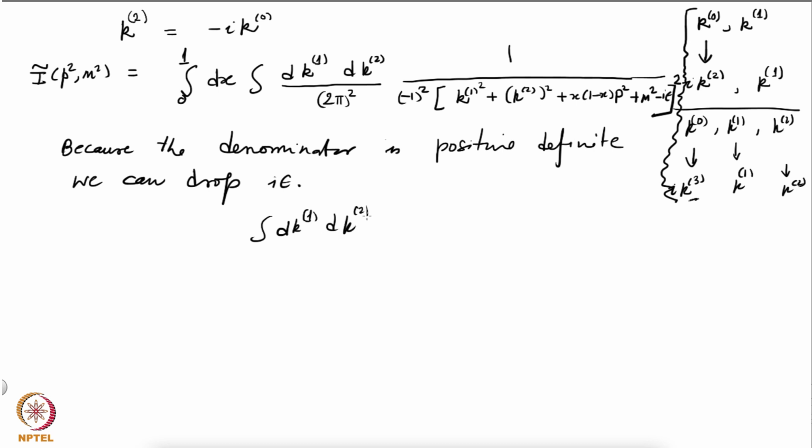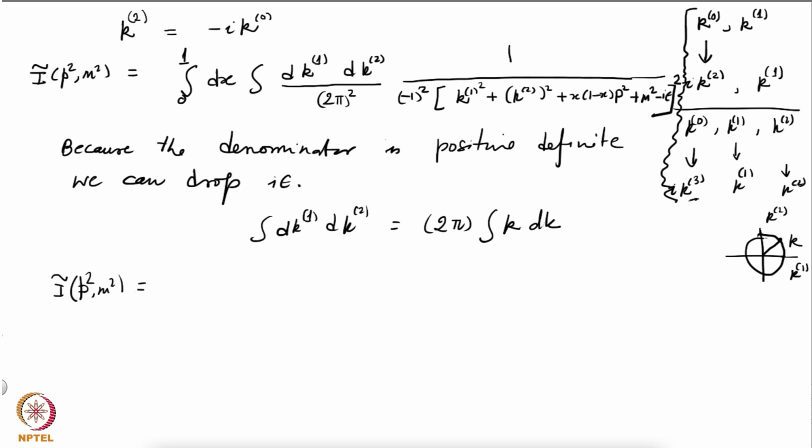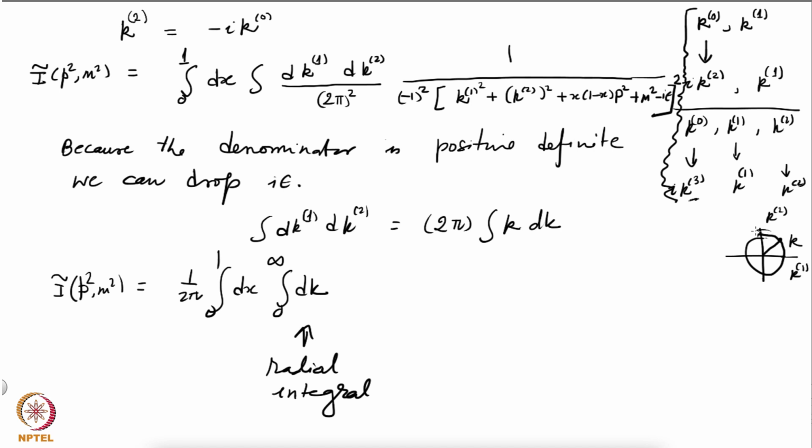dk1 dk2 is equal to, since we are in this k1, k2 plane, the angular integral will give you 2 pi times k dk, where k is now the magnitude, the square root of k1 square plus k2 square. So I tilde of p square, m square is equal to 1 over 2 pi, integral from 0 to 1 dx, integral from 0 to infinity dk. This is the radial integral. I have done the angular integral, and I have to now do the radial integral.